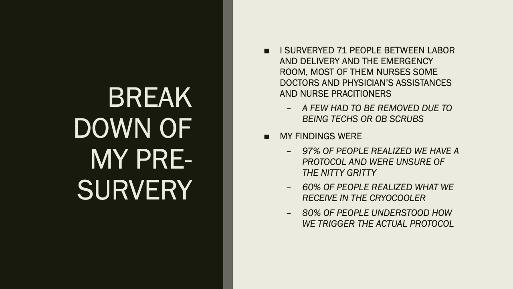My breakdown was that 97% of people knew that we had a protocol, but were really not sure of the rest. 60% of people realized that we do receive our blood and our packets in the cryo cooler, but were unsure of the actual ratios. And 80% of people understood how to trigger the protocol, but maybe not exactly who was involved.